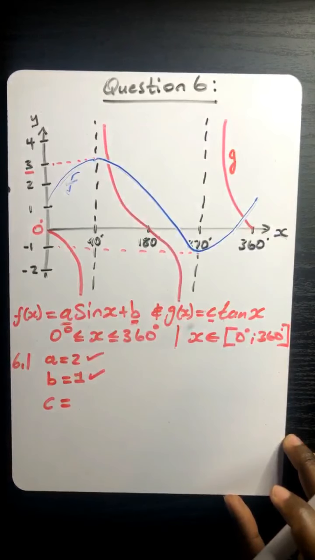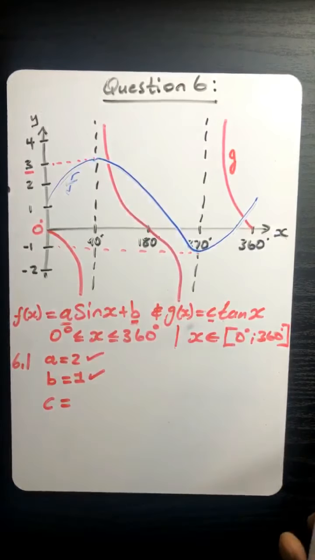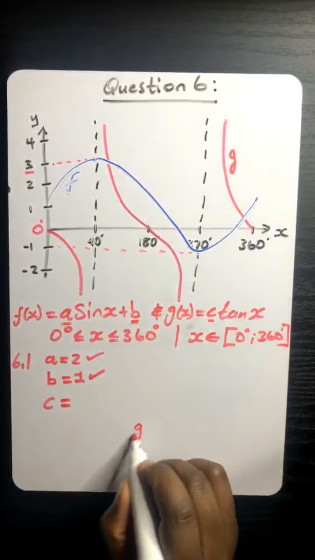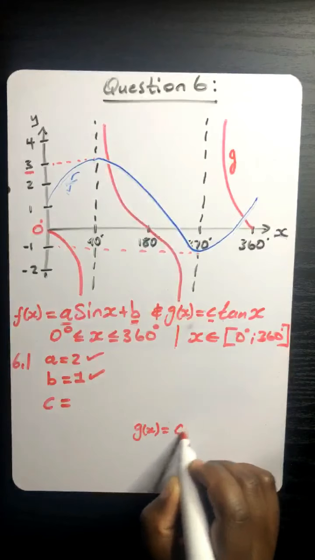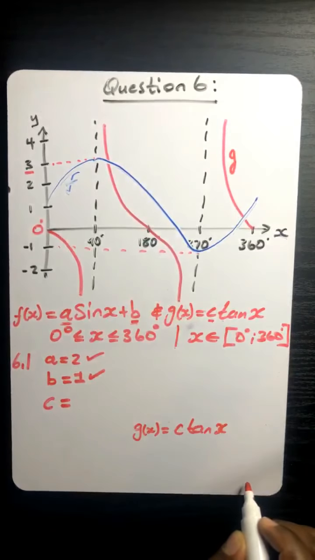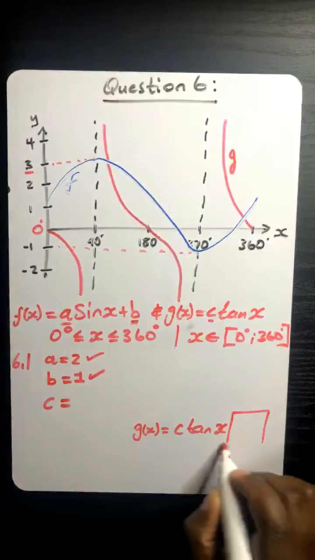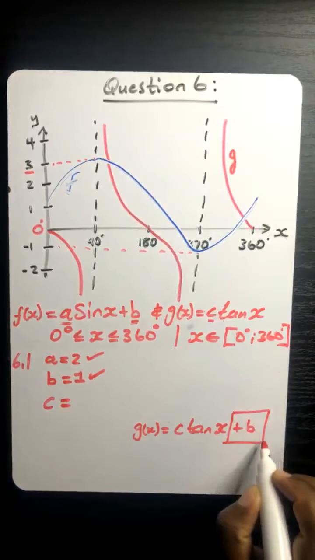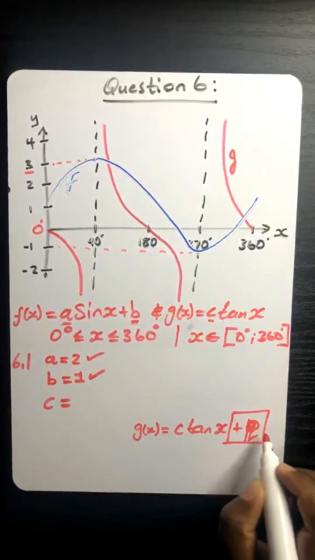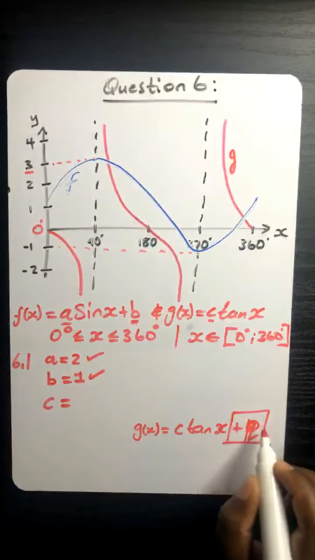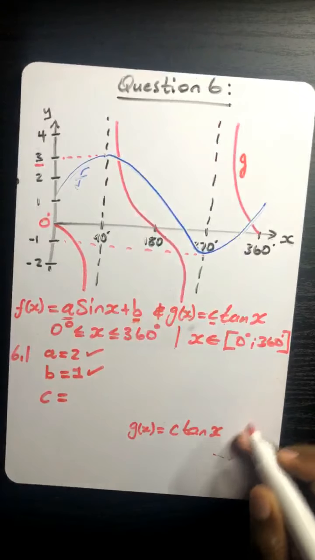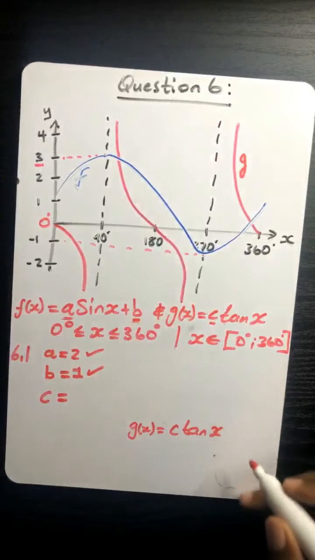Okay, this is how you know. From the general formula, it is just g of x equals c tan x. And it does not have that plus b value, or that plus q value, or that plus p value, or that plus whatever letter. So it is just this, which means it did not shift.